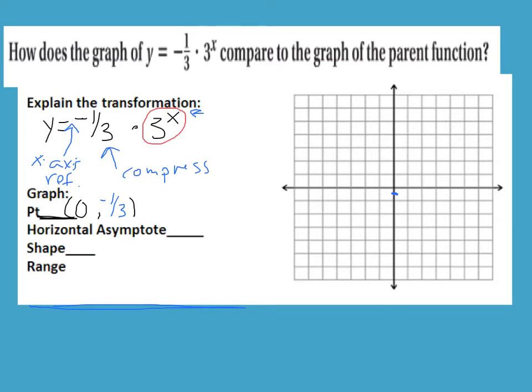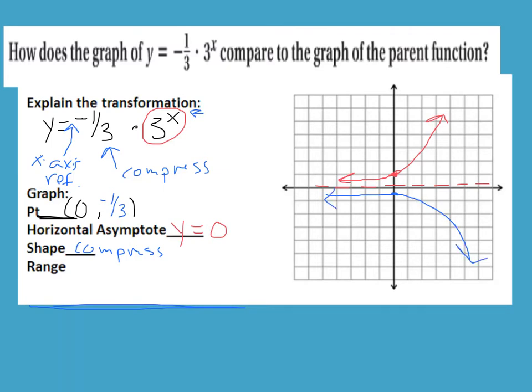Horizontal asymptote. If I were to graph my parent function, my point would be at 0, 1, and I would go about like this. I would have a horizontal asymptote at 0 because it can never go past 0. Now, this does not change my horizontal asymptote, and it's going to say y is equal to 0 because it didn't move up or down. There's no transformation up or down. And my shape is going to compress. So it's going to compress here. Compressed means that it's just going to get a little wider. So I'm just going to draw it a little wider compared to my parent function.